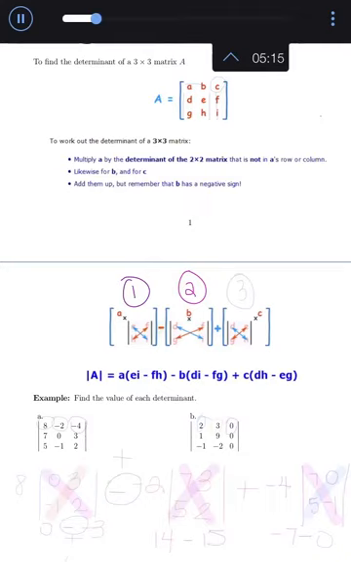For our last piece, we will add normally, and we will look at the last entry, C. Again, we will multiply it by the determinant of the 2 by 2 matrix created by deleting its row and its column. That means we'll multiply C by the determinant of D E G H. And on this last one, we will add normally. So the only one where we reverse the sign is the one in the middle.